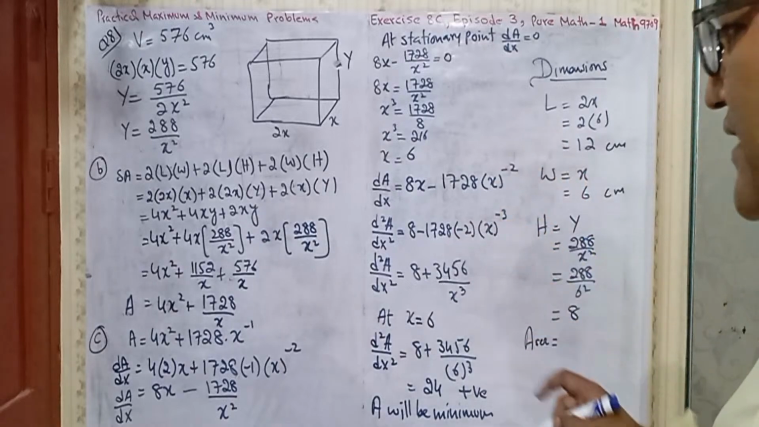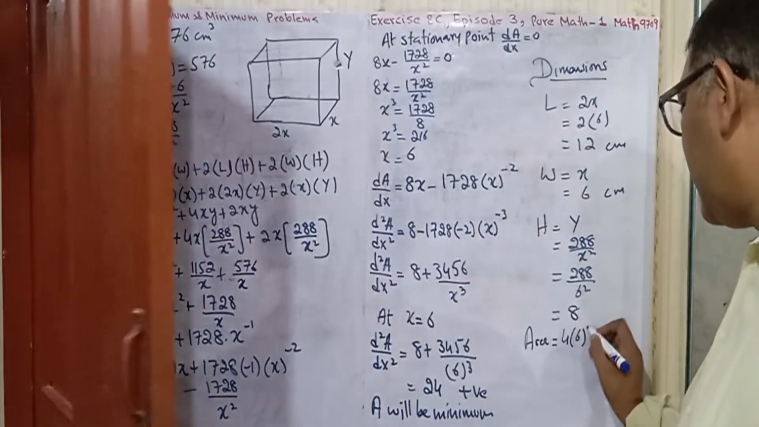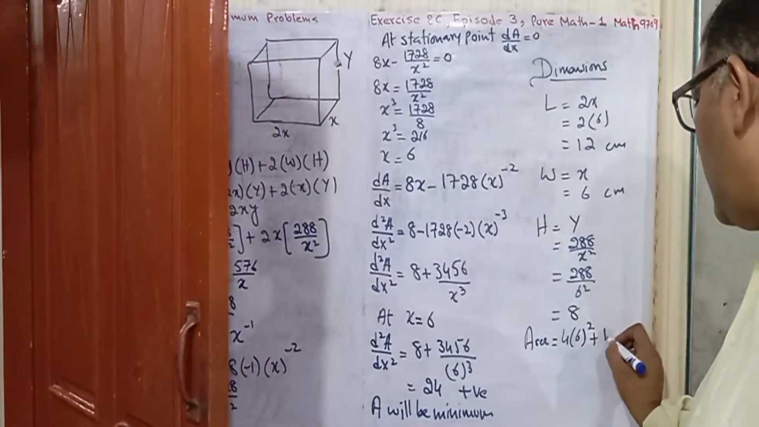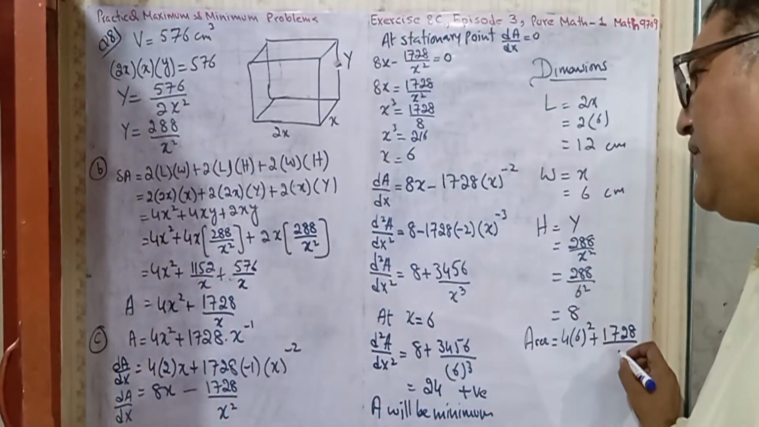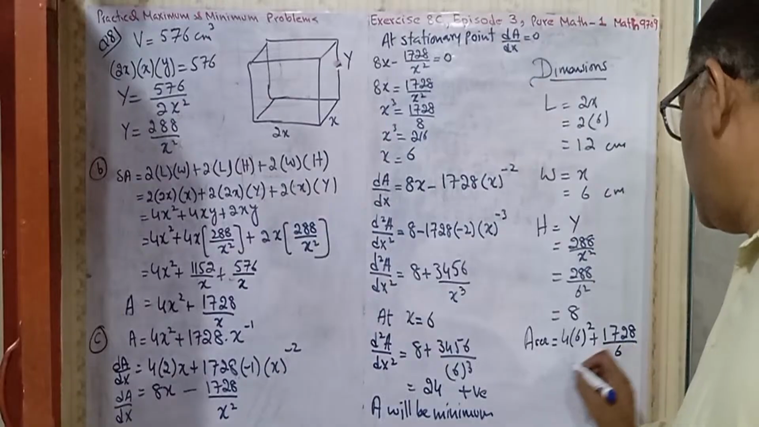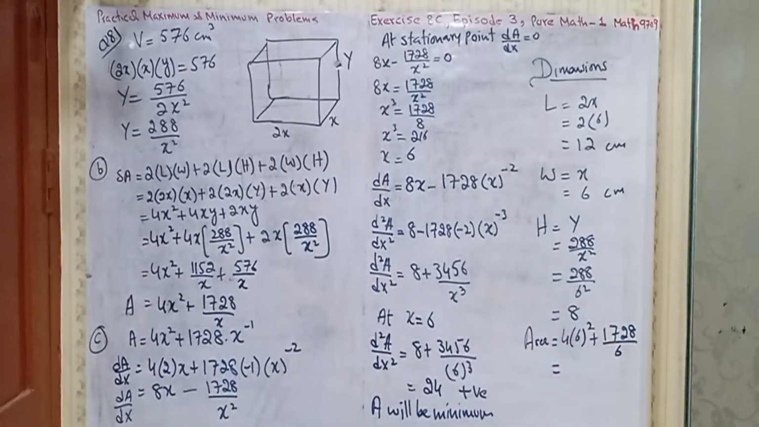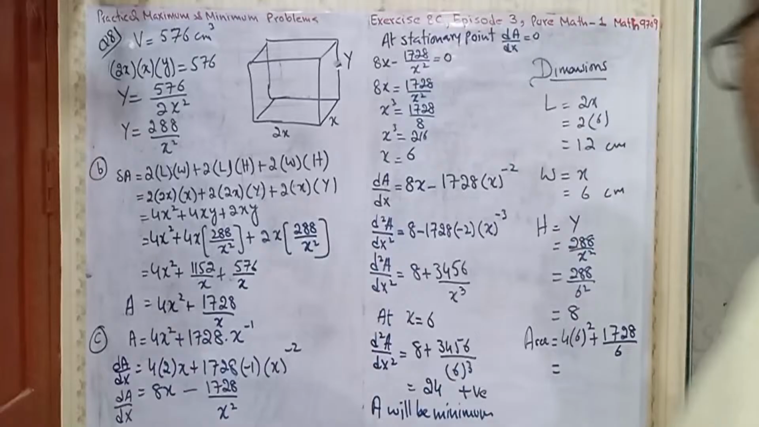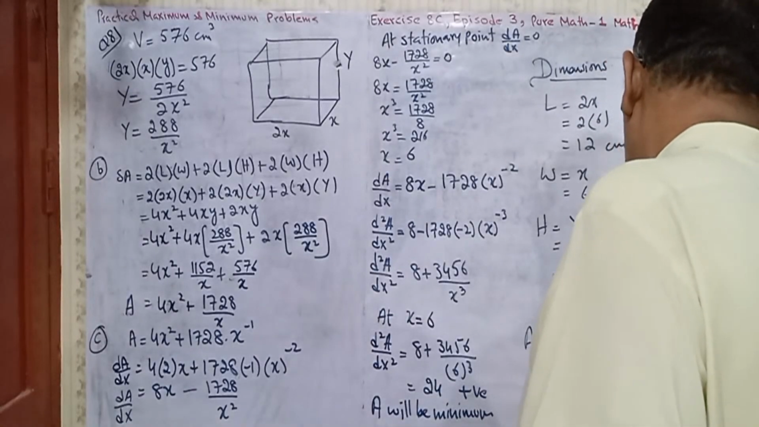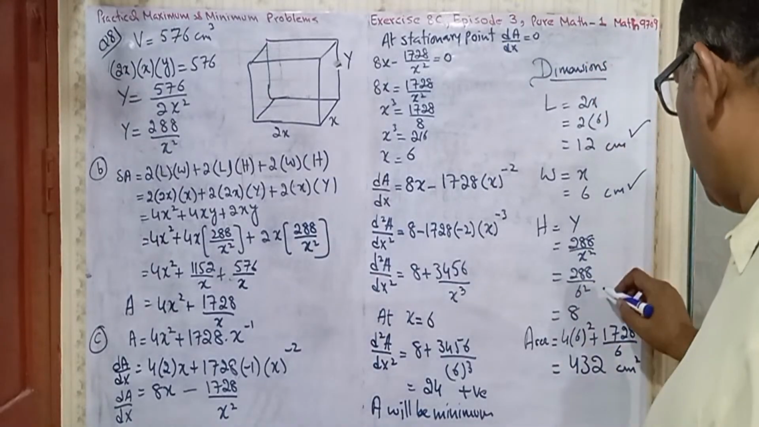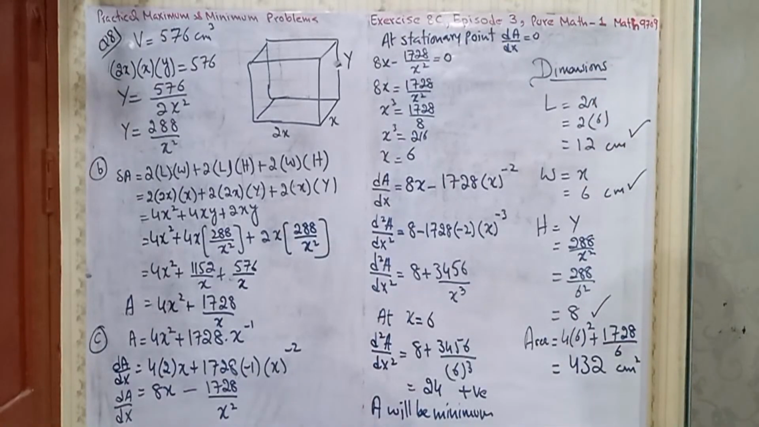And the value of the area will be 4x square plus 1728 divided by x, with x equal to 6. So let me do the calculation. 4 into 6 square plus 1728 divided by 6. That's 432. You see one very important thing here: the dimensions are correct, the answer matches with the answer in the book. This answer also matches with the answer in the book.